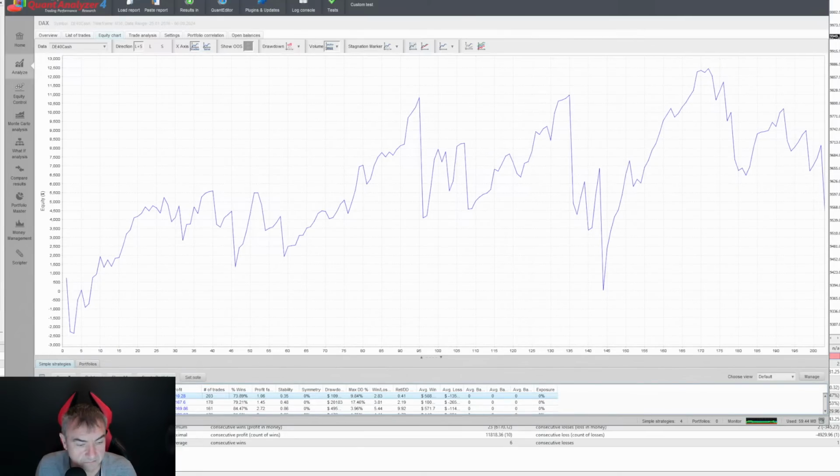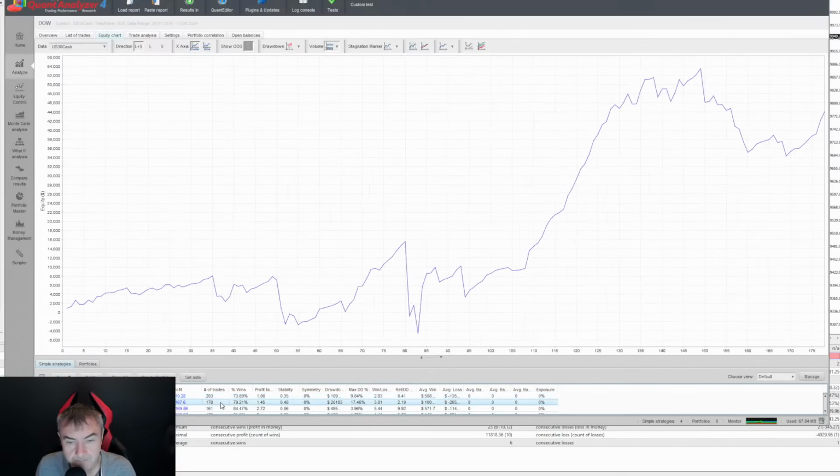It's not great. Sorry, that made 4,500, the DAX. Yeah, so not 45 grand, that made 4,500. So it didn't actually make really much money at all. Yeah, it made a bit, but it's not particularly exciting as an equity curve. The Dow did okay, but only there.